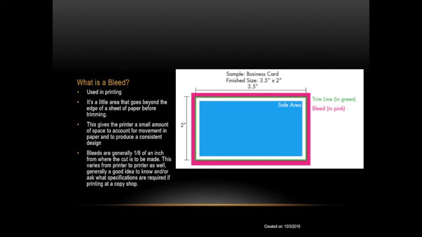And of course it varies from printer to printer, so generally it's a good idea to know and or ask what the specifications are required if printing at a copy shop. So here we have on the right a sample business card. The bleed area is in pink, and the trim line, you're just going to trim that right off with a pair of scissors or a paper cutter, and then you have your final product, which is your business card.